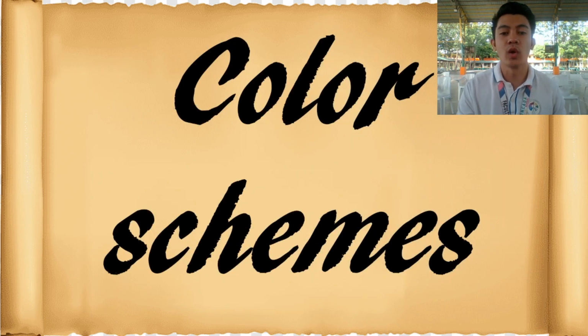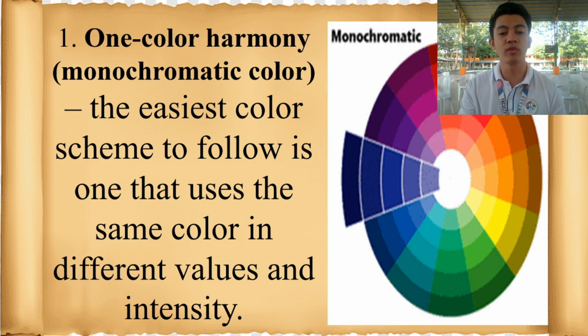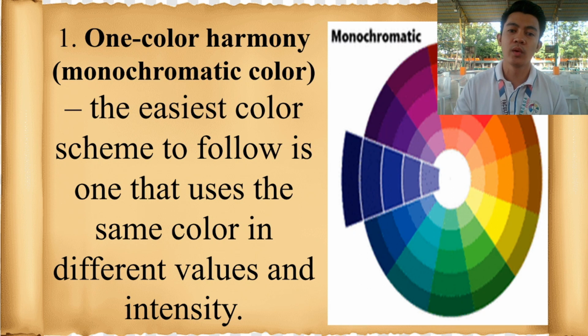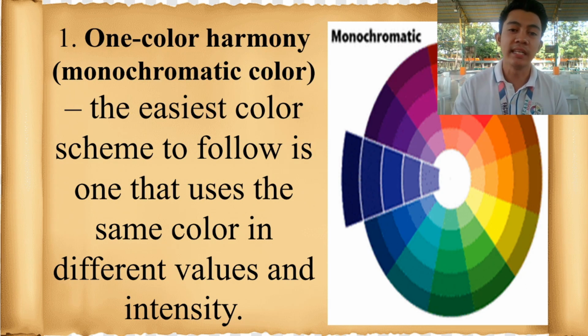Next, we also have color scheme. The first one is color harmony or monochromatic harmony. The easiest color scheme to follow is one that uses the same color in different values and intensity. When we say monochromatic color, it uses one or single color. Any color in the color wheel, as long as it is just one color, no, we call it monochromatic. Kahit nasaan dyan, kahit nasaan yung posisyon niya, basta iisa lang yung ginamit niya, no, monochromatic ang tawag doon.